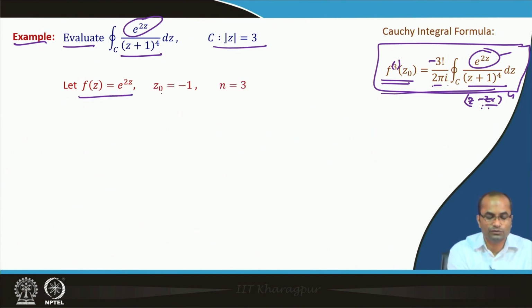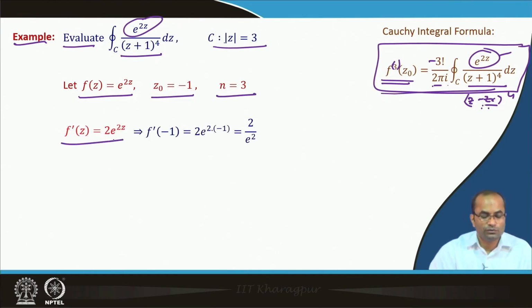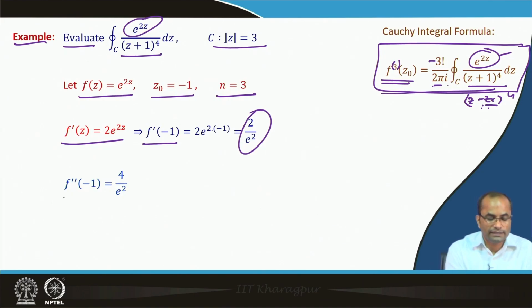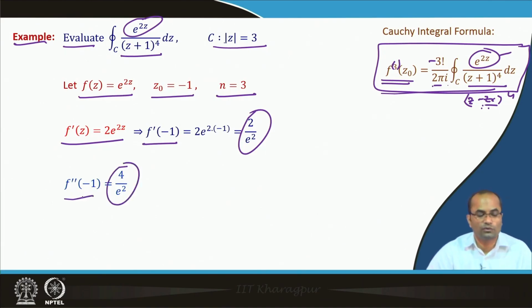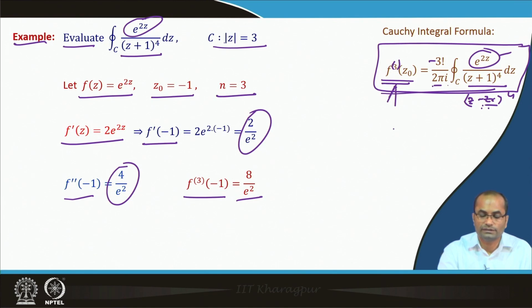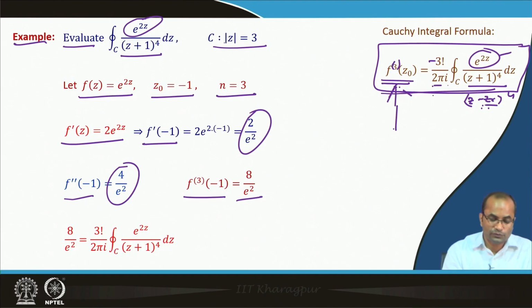So, f(z) is e power 2z, z0 is minus 1, n is 3. First derivative is 2 times e power 2z, its derivative at minus 1 we can evaluate, that is 2 over e square. Then the second derivative we can evaluate, that is 4 over e square, and then the third derivative we can evaluate as 8 over e square. So, the third derivative we need for the value of this integral here, and this third derivative we can put there in the integral.